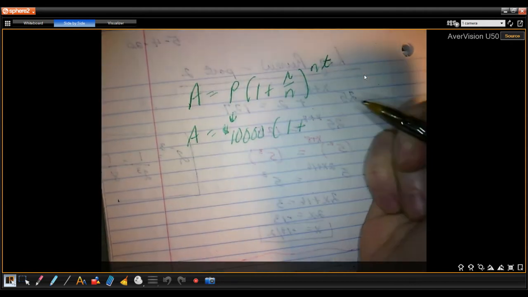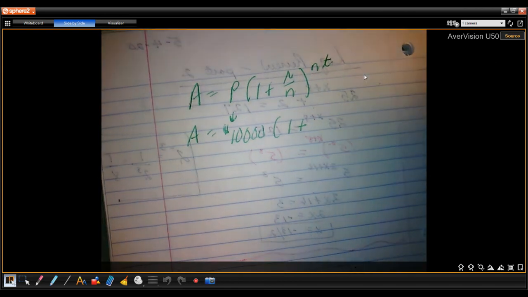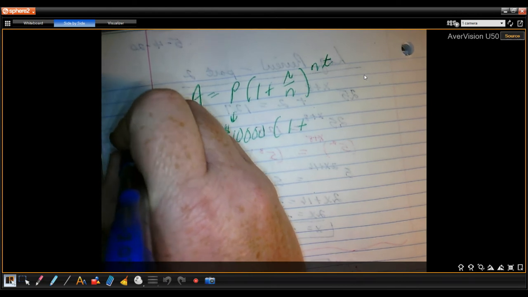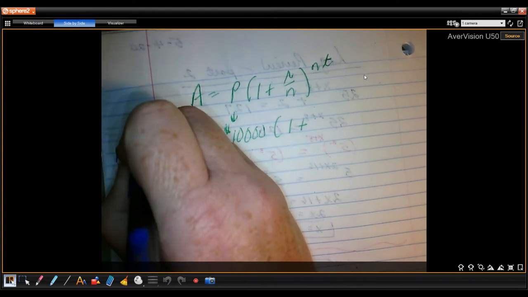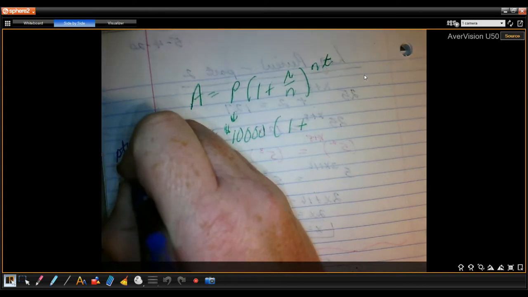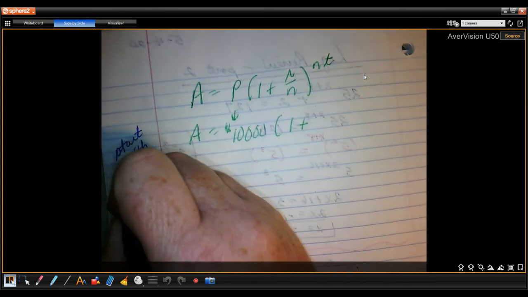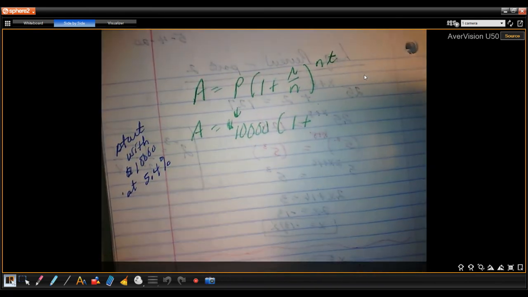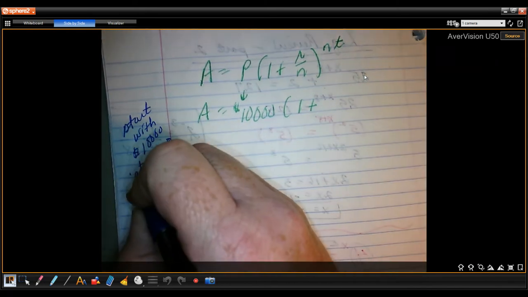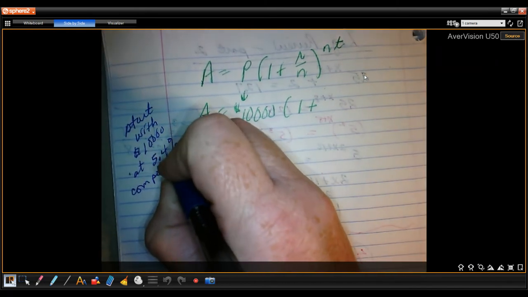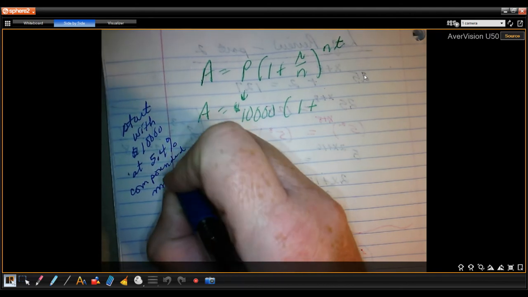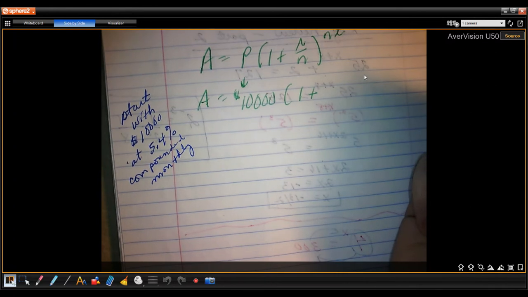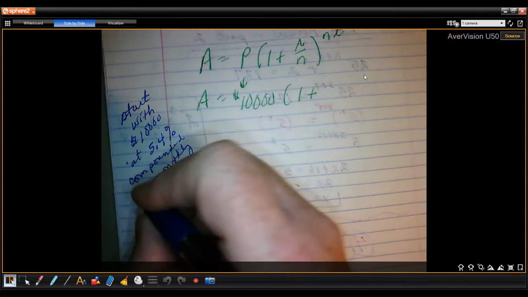1 plus, I'm going to say, I don't know. Let's write the problem out. We'll say we start with $10,000 at 5.4% interest, compounded, how often? We'll say monthly. And we'll say, how long does it take to get, I don't know, 20,000? Double the money. So we want to double the money.